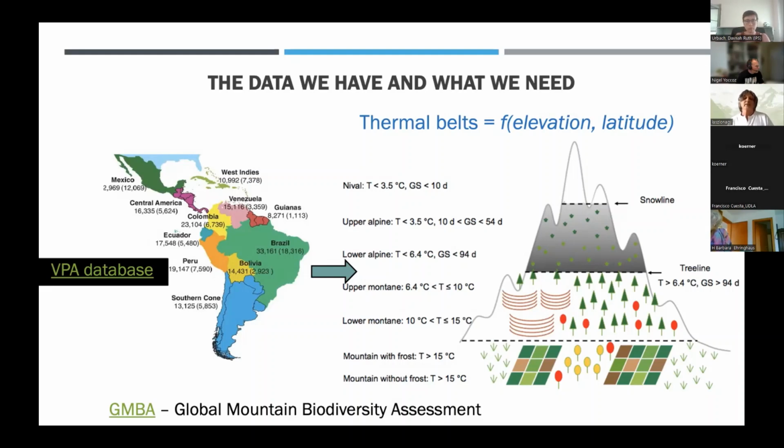Why is it important? Because if you take an example of 2,000 meters in the south of the continent, it can certainly be in an ice field. The same 2,000 meters in the Colombian Andes will be cloud forest. So we need to define, to transform these altimetric values into thermal belts, combining elevation and latitude.